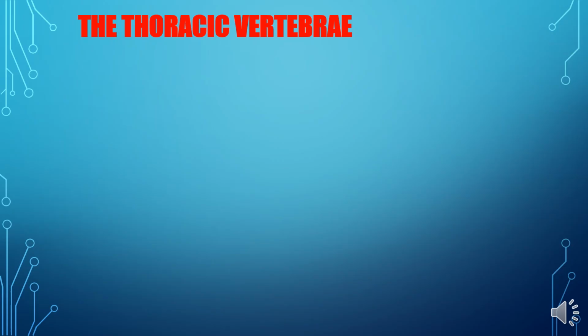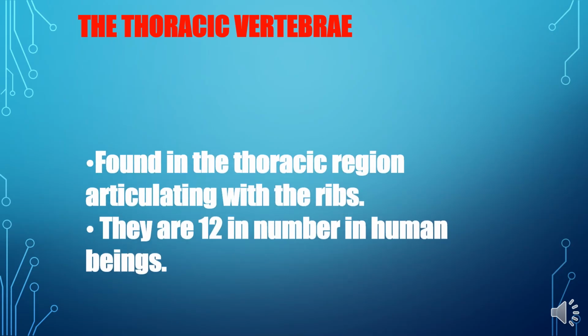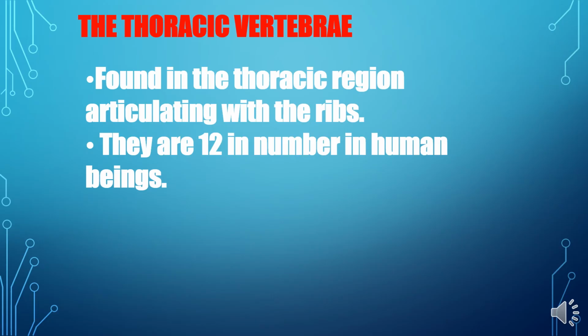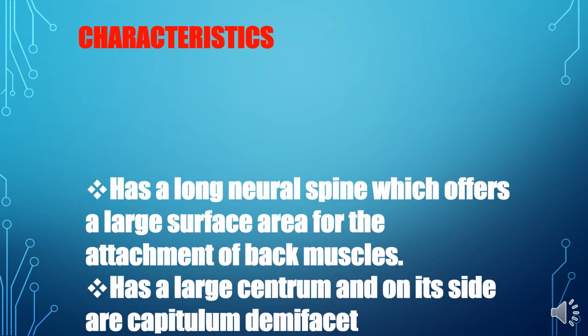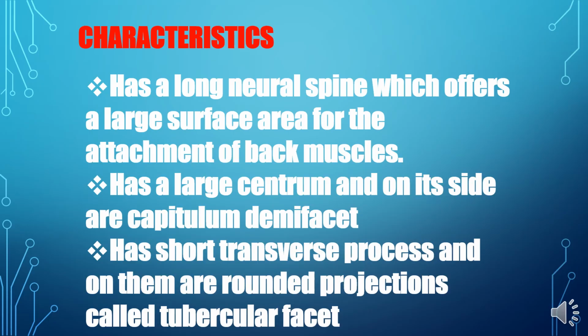The thoracic vertebra. It is found in the thoracic region, articulating with the ribs. There are 12 in number in human beings. Characteristics include: 1. It has a long neural spine which offers a large surface area for the attachment of back muscles. It has a large centrum, and on its side are capitular demifacets. Then it has short transverse process, and on them are rounded projection called tubercular facets.